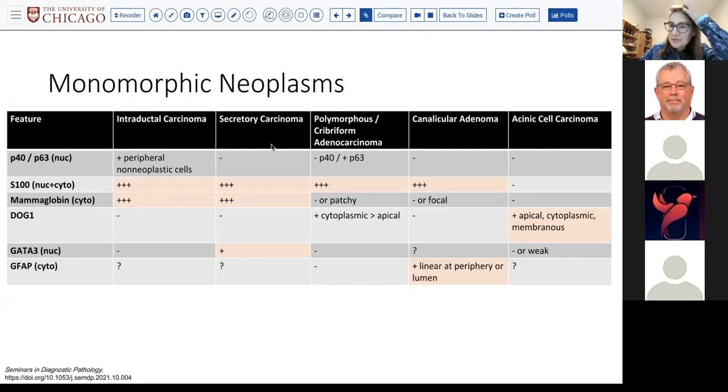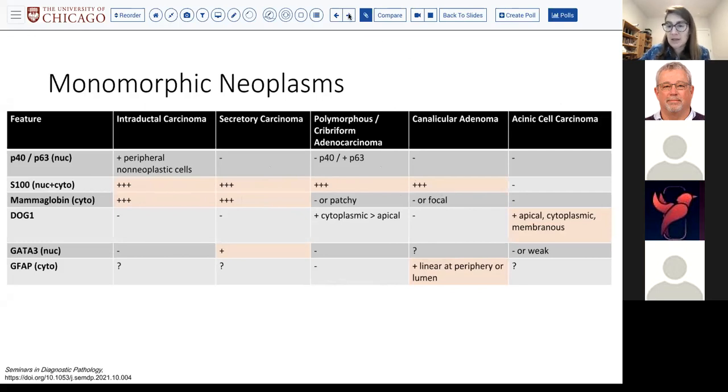Only a couple, including of course secretory, are positive for mammoglobin. And between the P40, the S100, the mammoglobin, and the morphology, you can sort of come to a differential diagnosis. In this case, the morphology is very good. The location is very good for polymorphous.